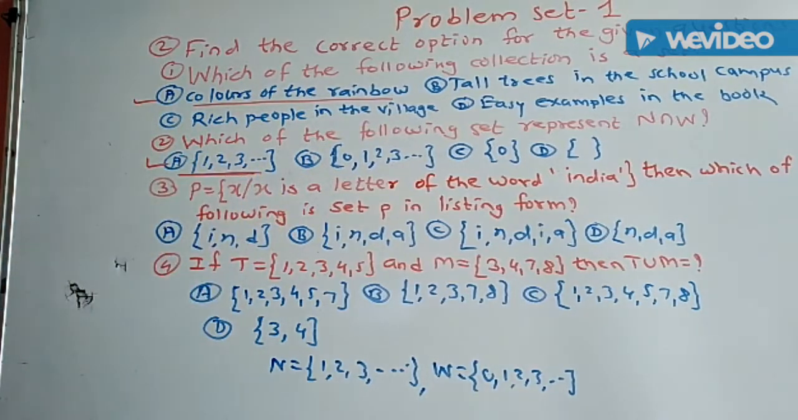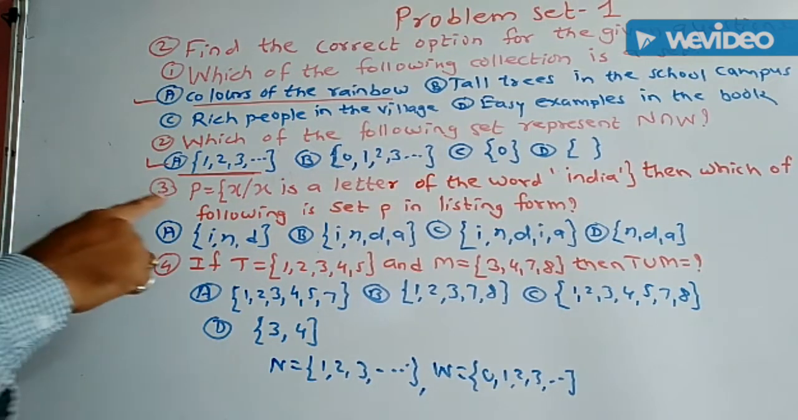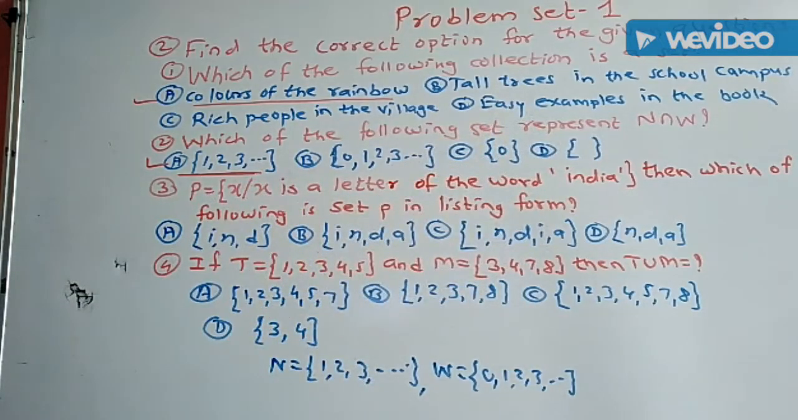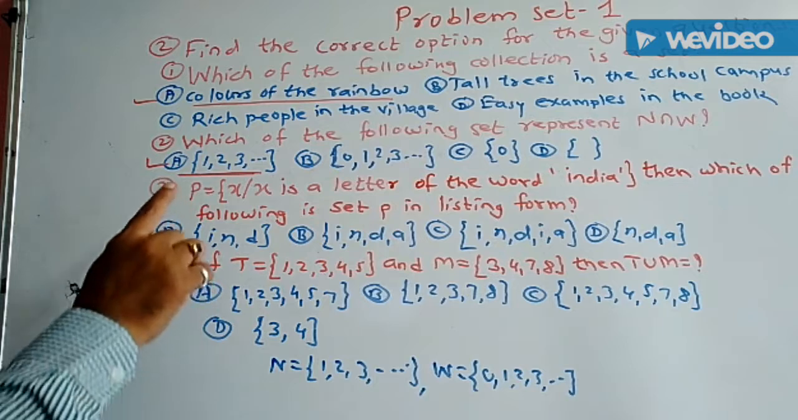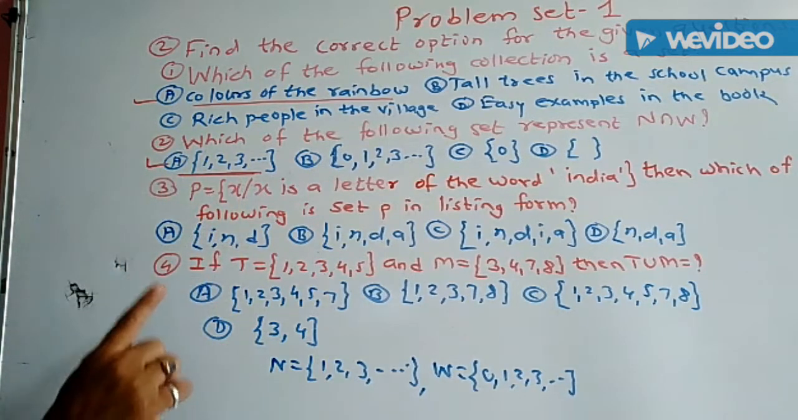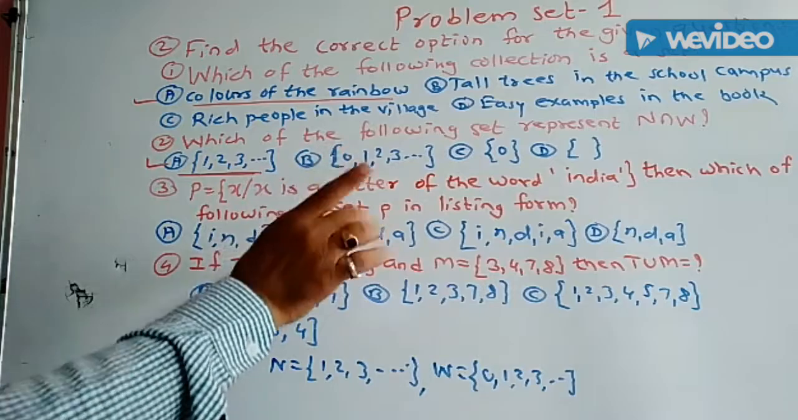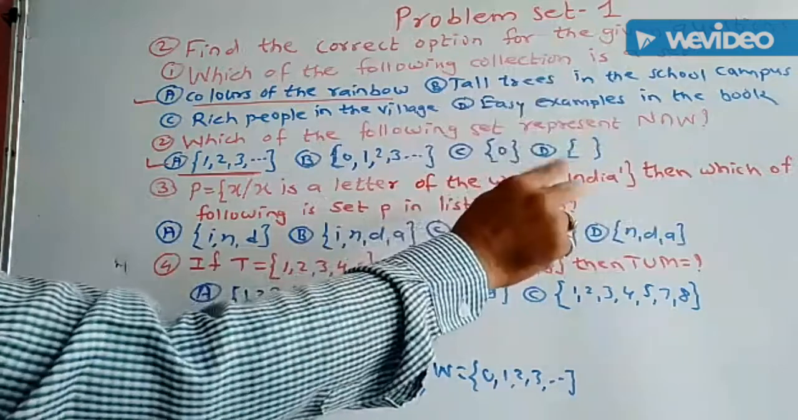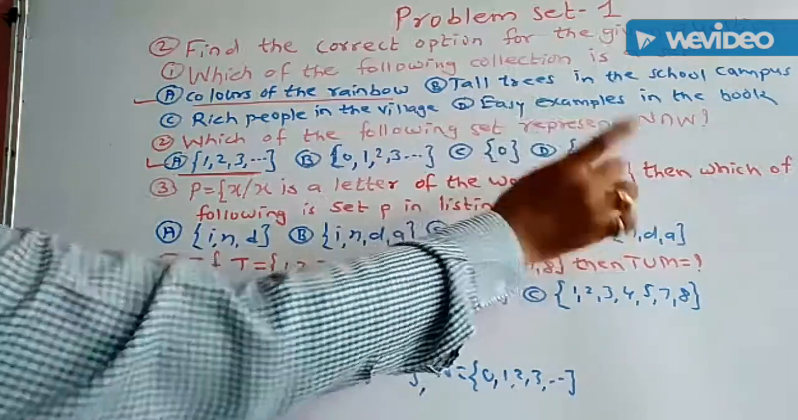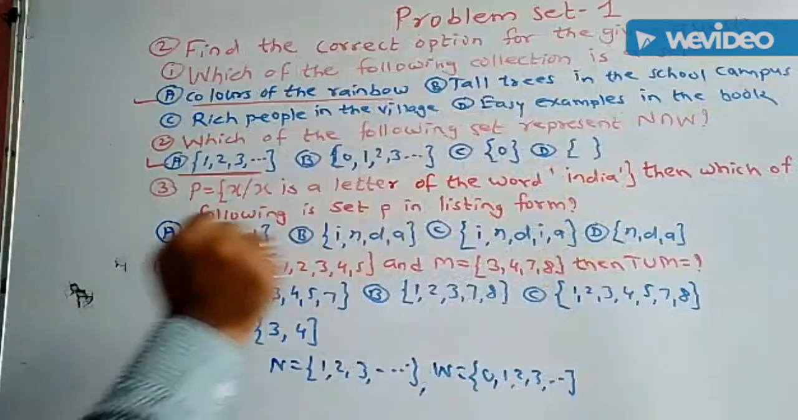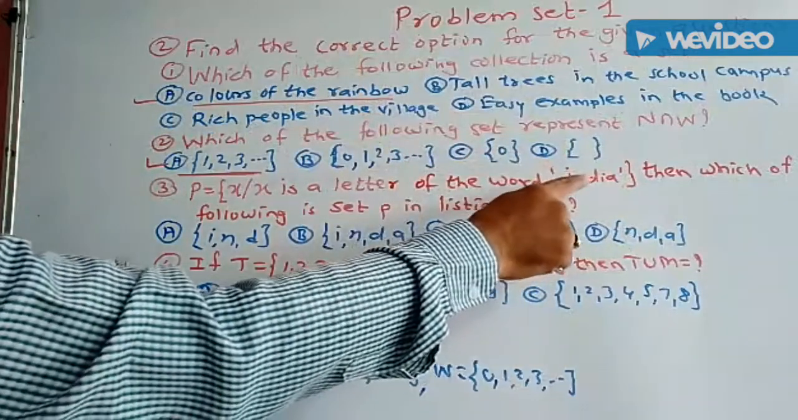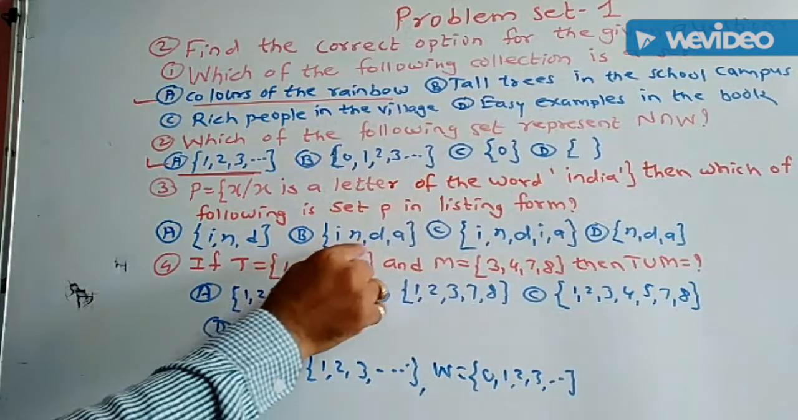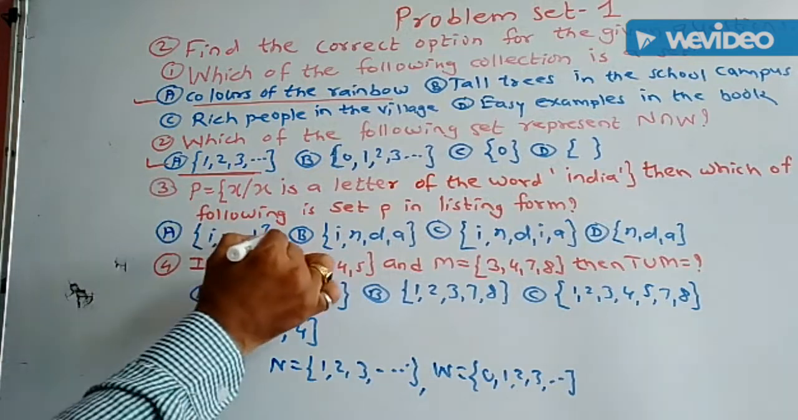Then third, P is the set of X such that X is a letter of the word INDIA. Then which of the following represents set P in the listing form? We have to write the set P in listing form, and in this set P, the objects we have to find are I, N, D, A, and we have to write the repeated objects only once. I is repeated, and therefore we write I only once, and therefore our correct option is I, N, D, A, which is given in option B, and therefore our correct option is B.